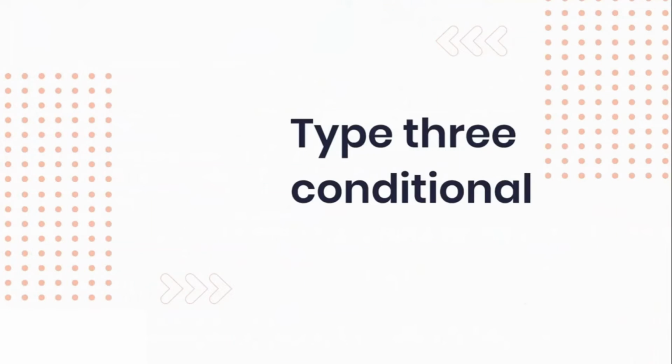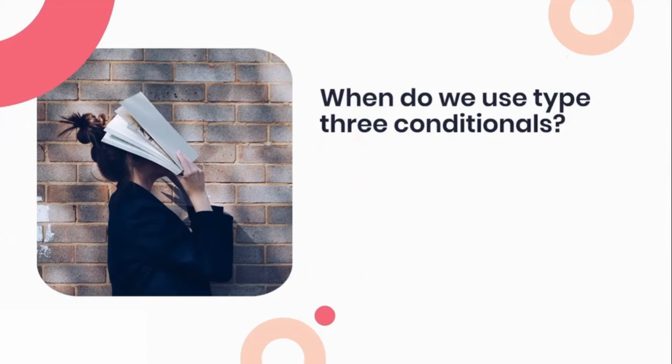Now it's time to talk about the next type of conditional, the type 3 conditional. This is the last conditional sentence type we'll be looking at in this lesson. Look at the picture on the screen. Does the person in the picture look happy? Well, she looks like she might be a little sad, maybe even regretful. If you regret something, it means that you wish you had done something in the past differently.